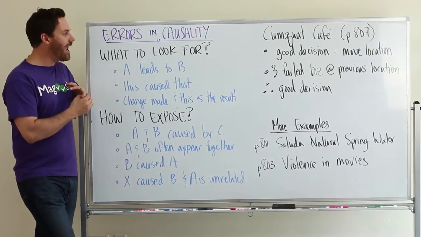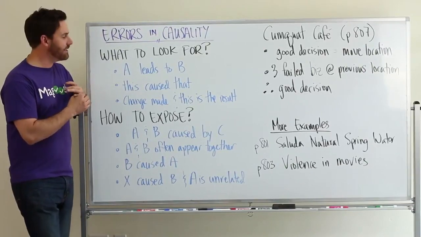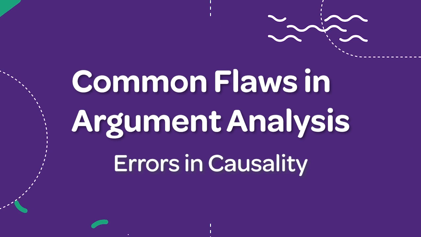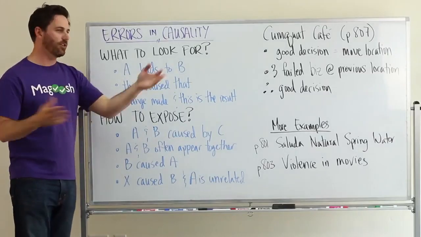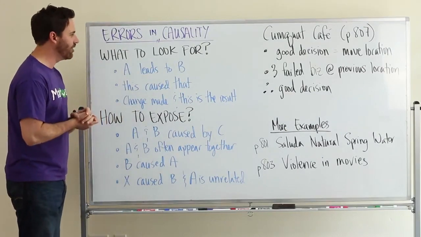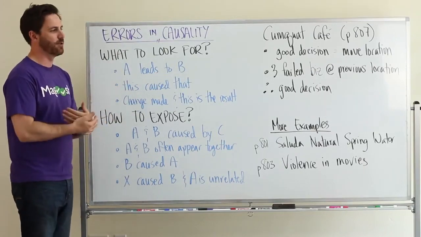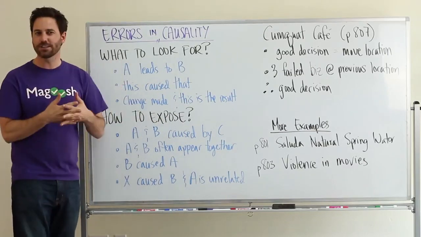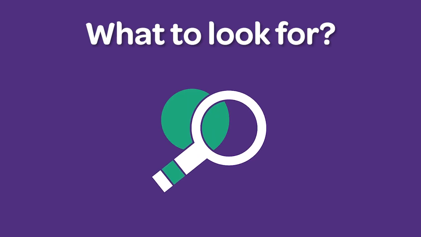Welcome! Today we're diving into more common flaws in the argument analysis portion of the GMAT, and diving into errors in causality. This is a super common flaw, not only on the test but just in daily life. I'm sure if you start paying attention you'll notice that this flaw pops up a lot, because it's a natural thing for humans to do, to confuse causality of things. We look for connections when we might not have a lot of reasons to believe why things might be connected.